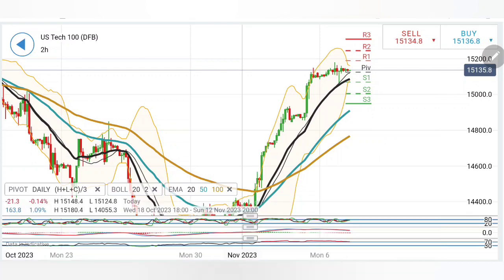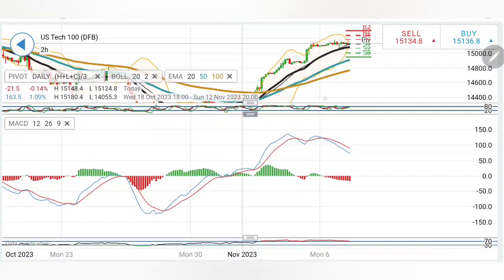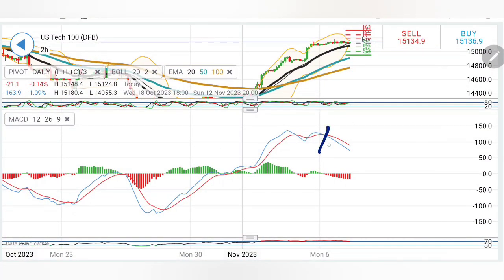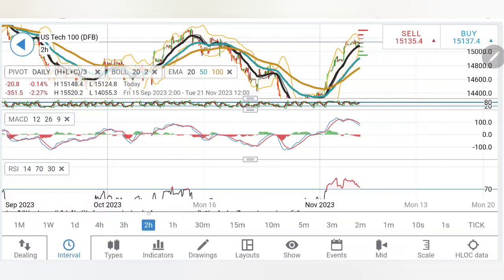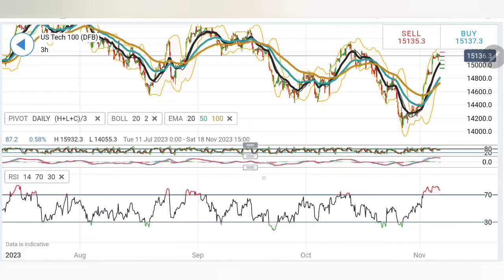Right now, it is not showing any signs of bearishness. Stochastic is flat, MACD is divergent and bearish. It has crossed at the top. It is trying to trade with a slight bearish bias. RSI is also overbought. It is yet to come out of the overbought zone.